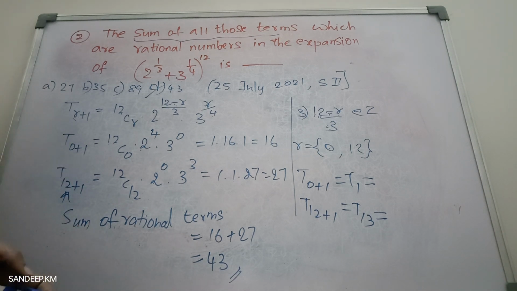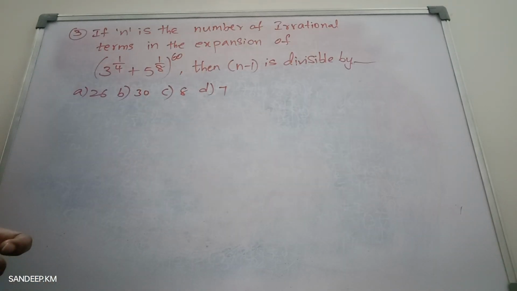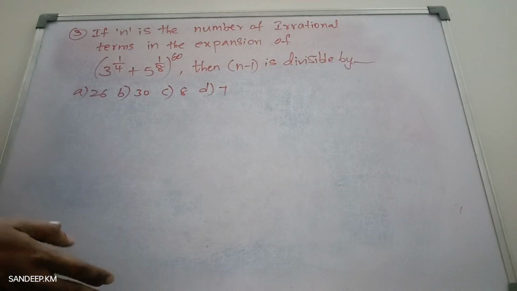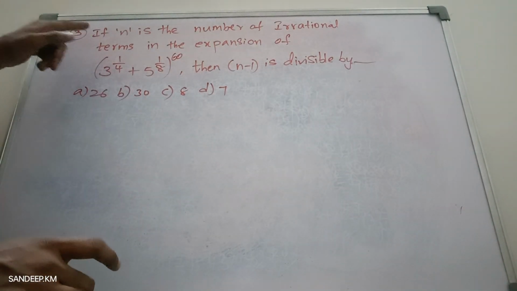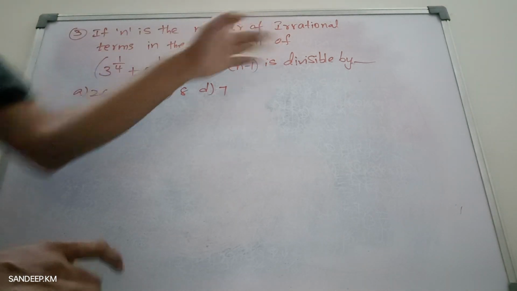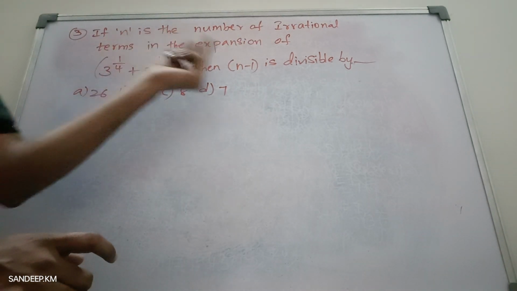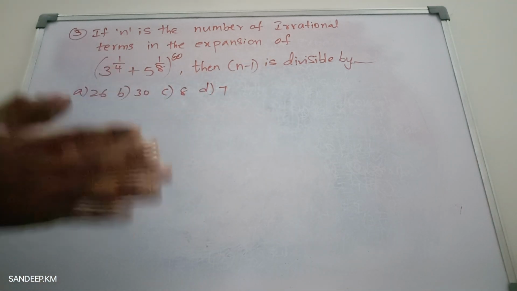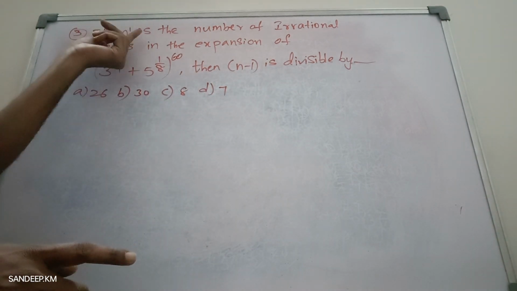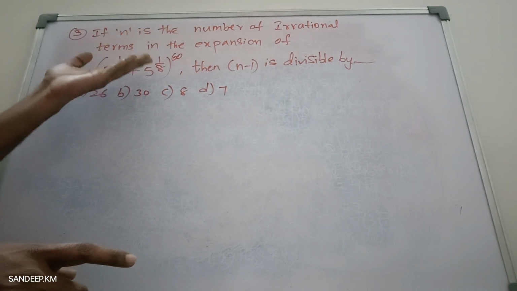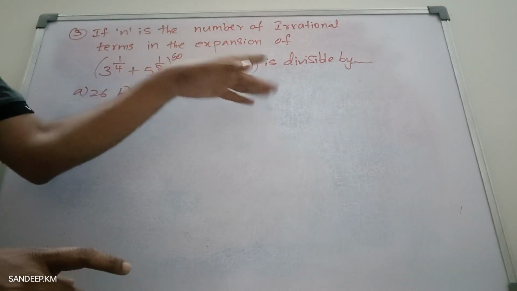In the third example, let us see how to find the number of irrational terms. Here is our third question. In this question, they told if n is the number of irrational terms in the expansion of this, then n minus 1 is divisible by, please observe the question carefully. They told that n is the number of irrational terms in this expansion. Then n minus 1 is divisible by.